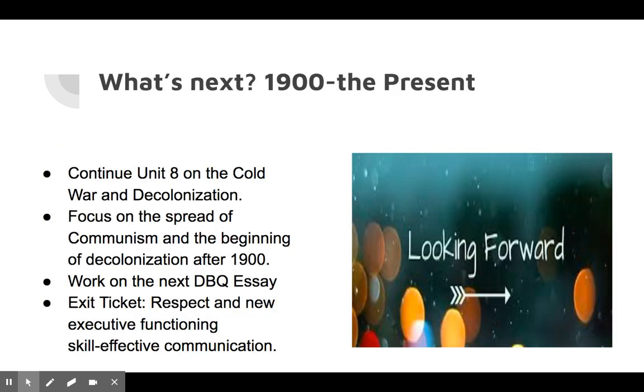What we have to look forward to: we will continue Unit 8 on Cold War and Decolonization. We will focus on the spread of communism and the beginning of decolonization after 1900. We're going to continue working on the next DBQ essay and unpacking the sources, the documents that will be used to provide evidence for your thesis. We will have the exit ticket on respect, and our new executive functioning skill will be effective communication.